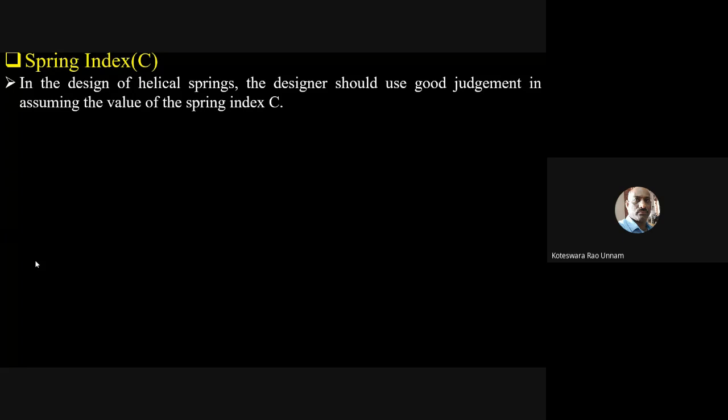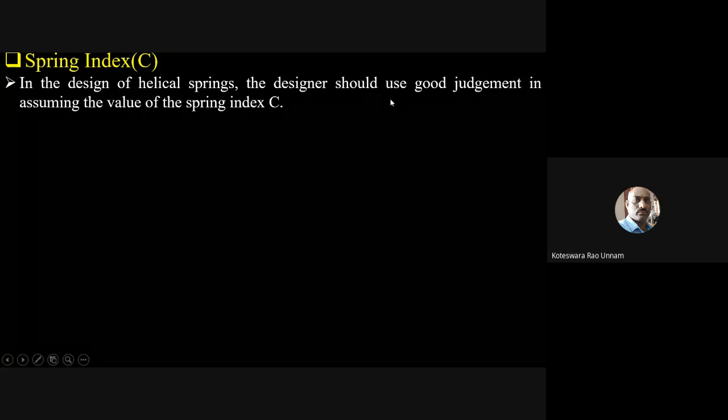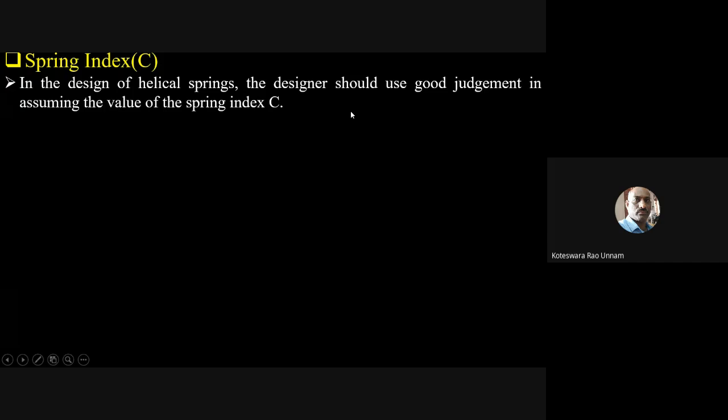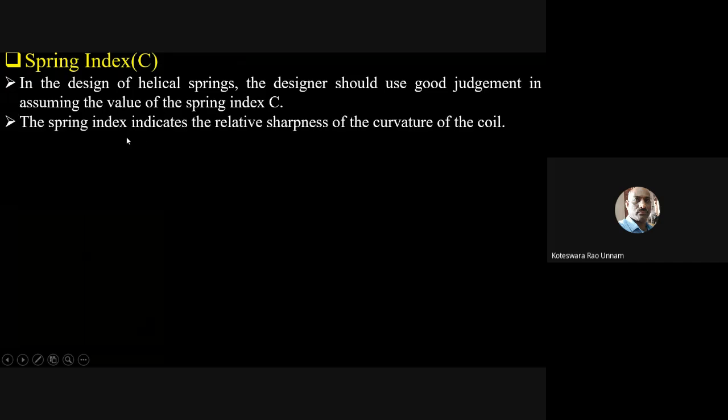Now coming to the spring index, in the design of helical springs, the designer should use good judgment in assuming the value of the spring index. The spring index indicates the relative sharpness of the curvature of the coil. Curvature in the sense that we are winding the spring in the form of a helix, so because of that, some sort of curvature will be created in the spring. How sharp this curvature is depends upon the spring index, that means the ratio of mean coil diameter to the wire diameter.